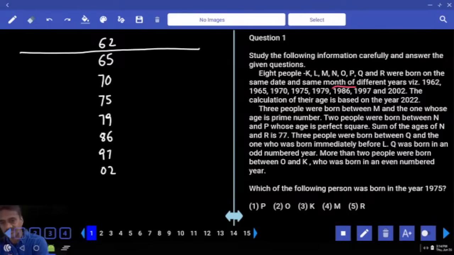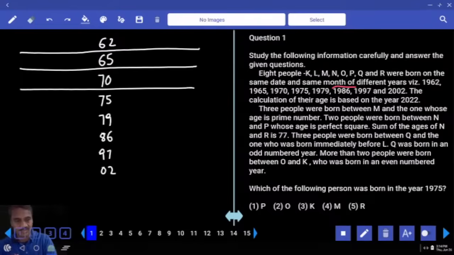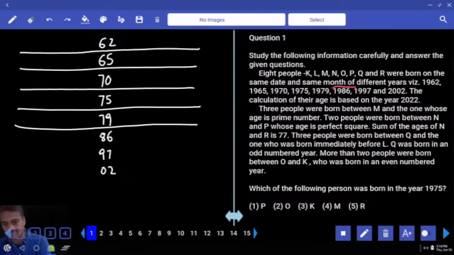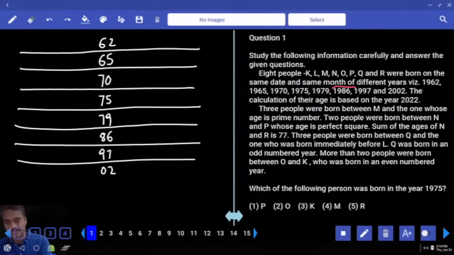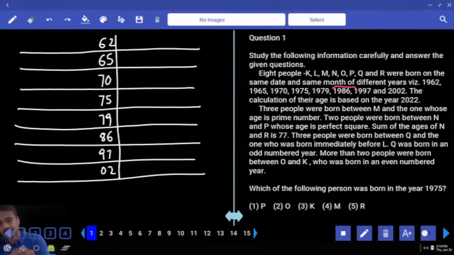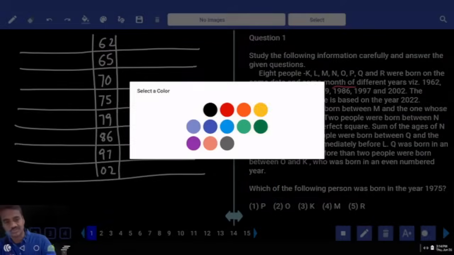Now, the base year was given. Tell me what was the base year? 2022. And the person who was born in the year 1962, by 2022, tell me what could be his age? His age will be 60. 1962 to 2022, the age is 60.